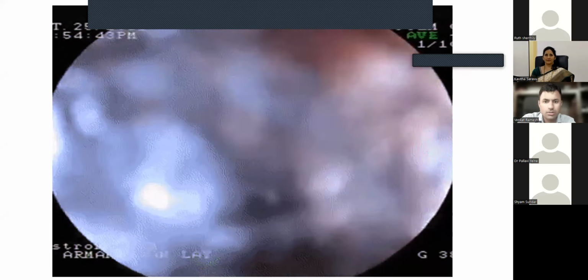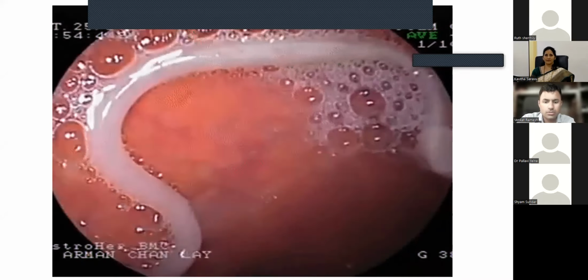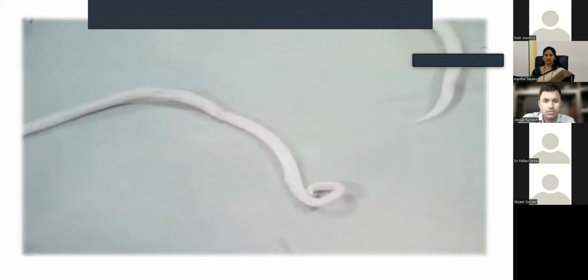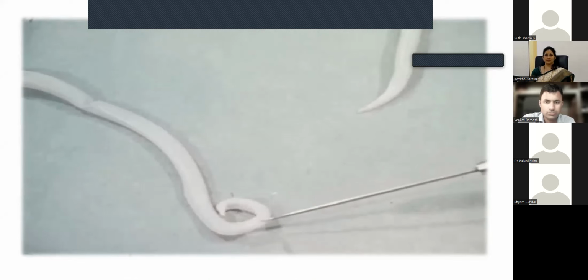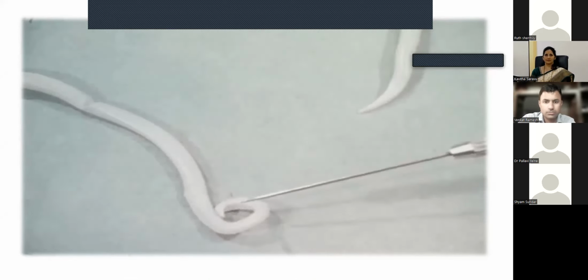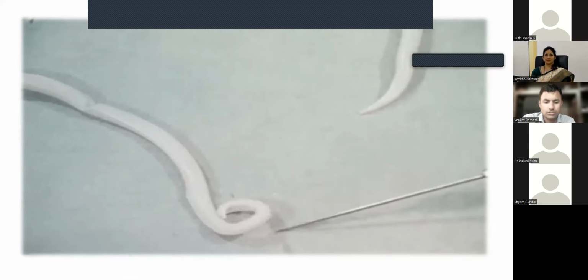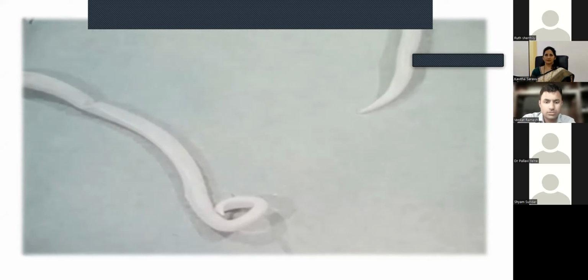So this is a preserved specimen in our lab, where you can see the cut portion of the intestine with numerous roundworms. Okay, these are the male and female worms. The male worms, if you see, the posterior end is curved. Okay, and they have spicules also. But in the female, the posterior end will be straight and pointed.